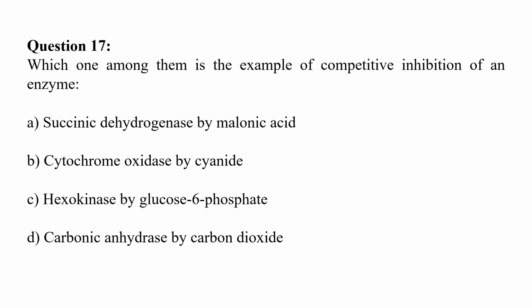Okay, moving to the next question, question number 17. Which one among them is an example of competitive inhibition of an enzyme? Succinic dehydrogenase by malonic acid, cytochrome oxidase by cyanide, hexokinase by glucose 6-phosphate, and carbonic anhydrase by carbon dioxide. Which of the following is an example of competitive inhibition?